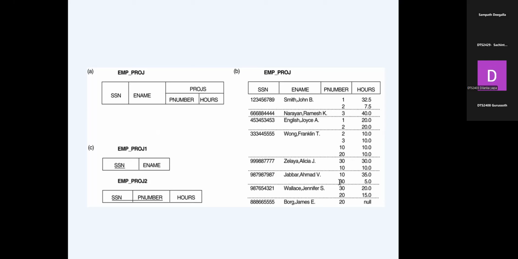Let me give you another example. In this particular example, what you notice is you have multiple values for project number and the number of hours a particular person works on a project. So you cannot have such a situation. That means you have multiple values within the cell. Because this is one row, and in this particular case, you will see you have 2 project numbers and 2 working hours.